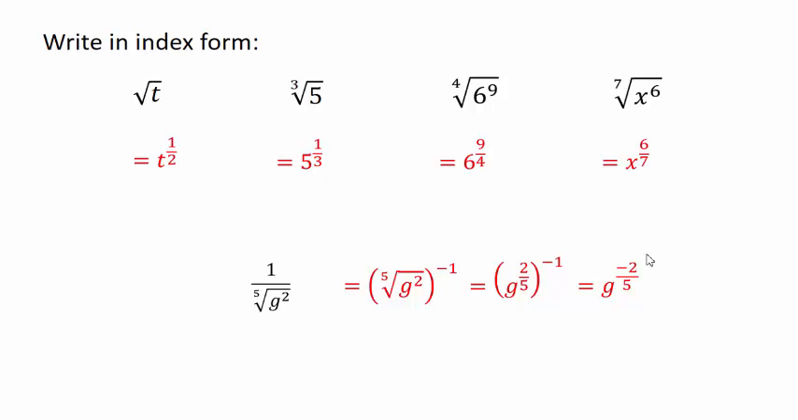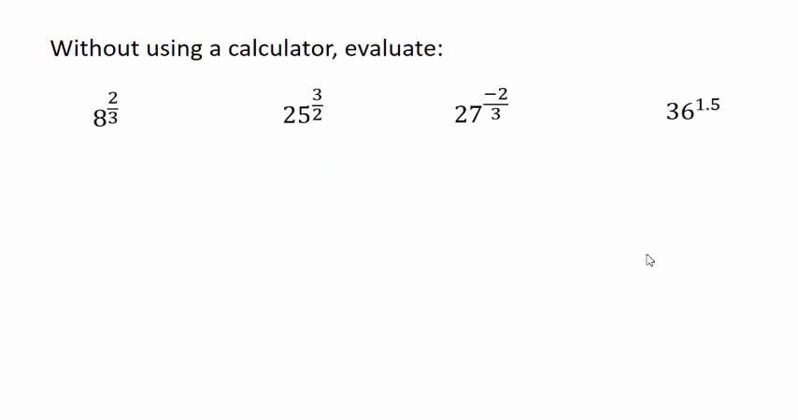Okay, so we can use these basic definitions we've seen on the last two pages to help us do this without a calculator. Evaluate. Okay, 8 to the 2/3. So that's 8 to the 1/3 times 2, or to the power of 2, because 2/3 is 1/3 times 2. 8 to the power 1/3 is the cube root of 8, and you'll remember that 8 is 2 cubed, so that's 2. So 2 squared. And 2 squared, you know, is 4.